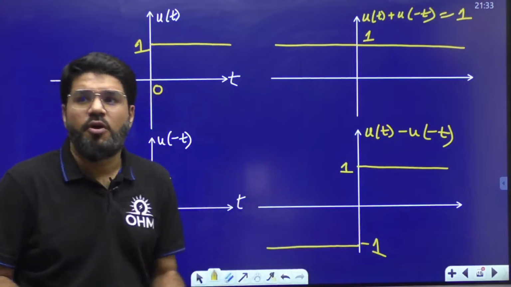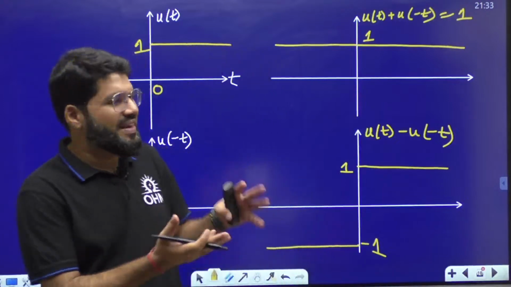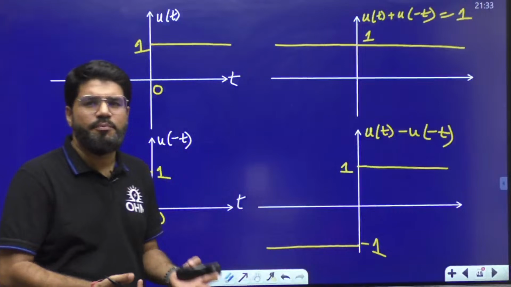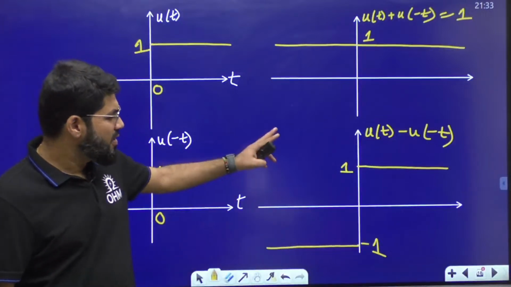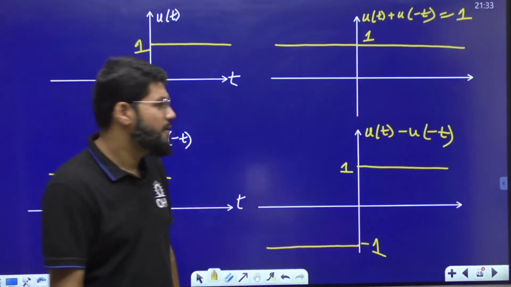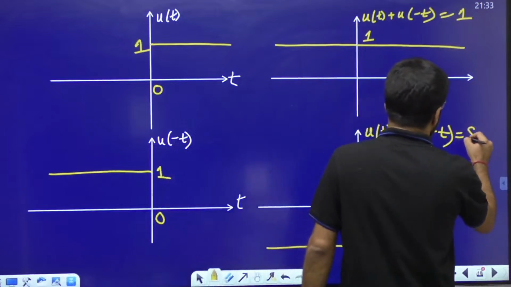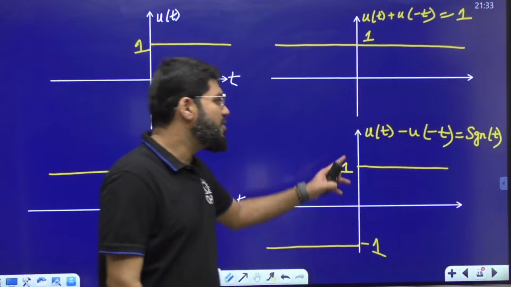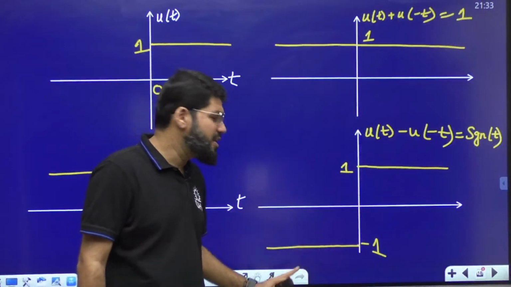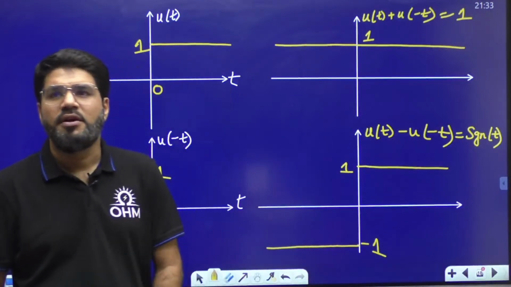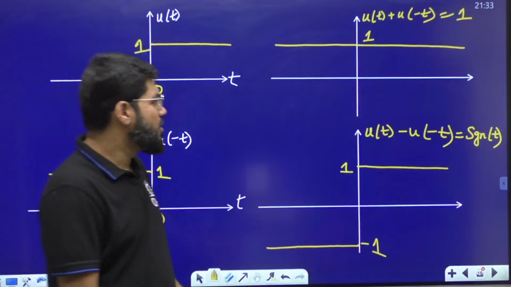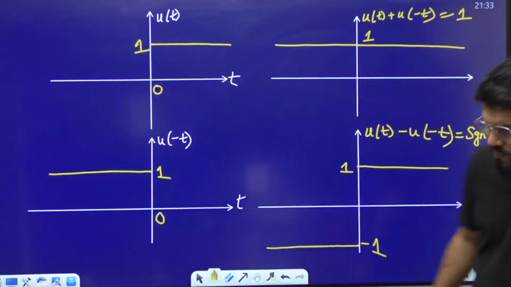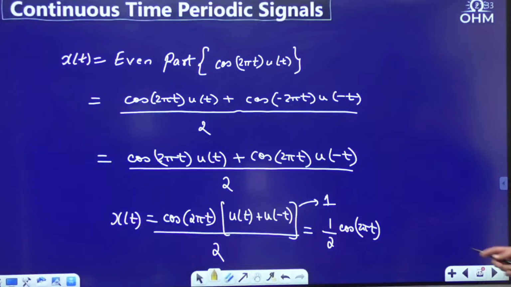And what is this waveform, if you are aware? Although our class today is on periodic signals, we can add on some extra values. This is what is known as the signum function, which is equal to 1 for positive values of time and minus 1 for negative values of time. Now, let's come back to the previous question.